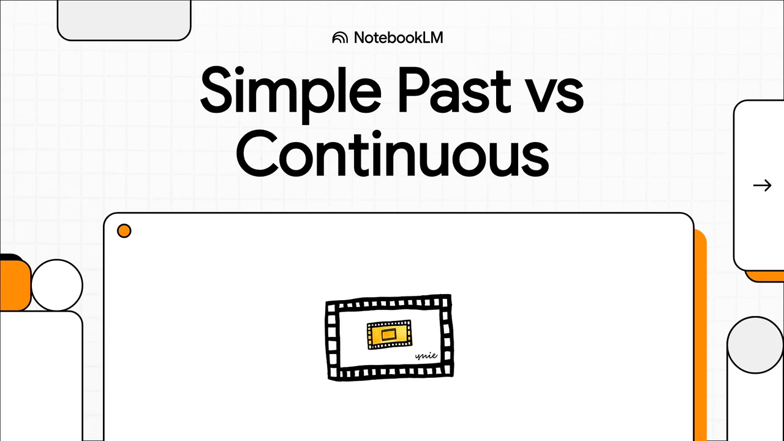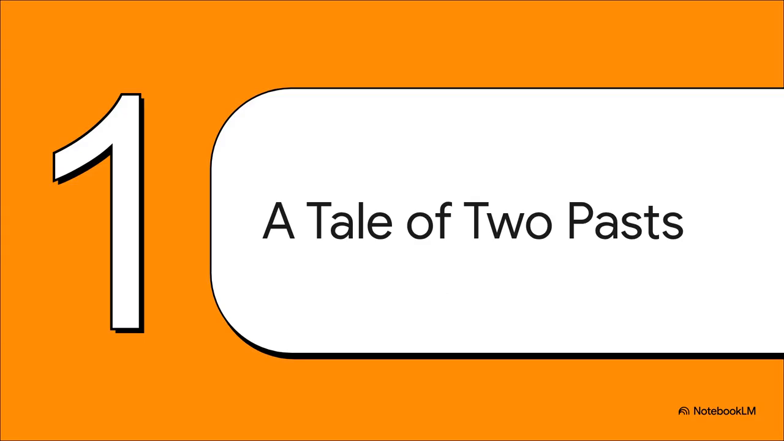Now, they might seem kind of similar, but trust me, mastering the difference between the simple past and past continuous will totally change the way you tell stories. It's kind of wild, but a tiny little tweak in grammar can paint a completely different picture in someone's mind. It's really the difference between something that happened and something that was happening.